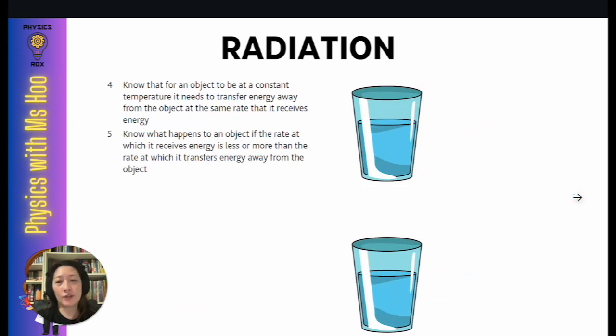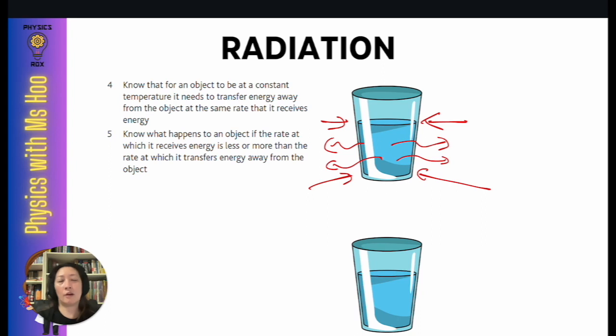So in addition, you need to be aware that for an object to be at constant temperature, it needs to transfer energy away from the object at the same rate it receives energy. Because, as we know by now, all objects emit thermal radiation. So, for example, a cup of water may be emitting thermal radiation, but it's able to remain at a constant temperature if it were receiving the same amount of thermal radiation from other sources. Now, what will happen to the object if the rate at which it receives energy is less or more than the rate at which it transfers energy away from the object?